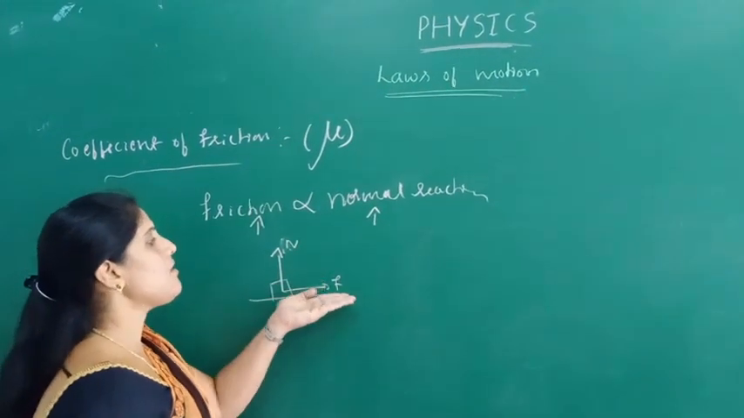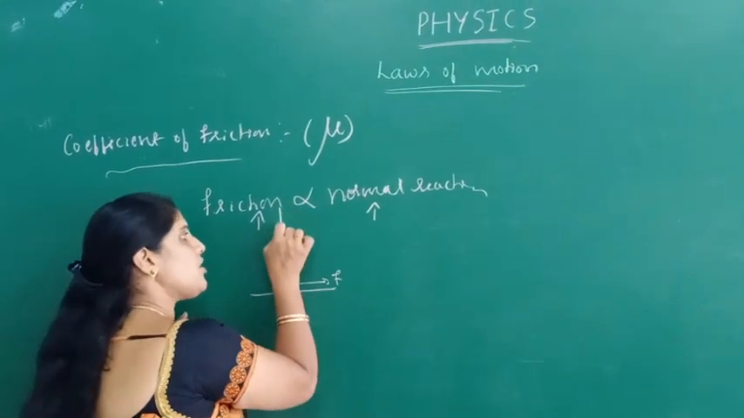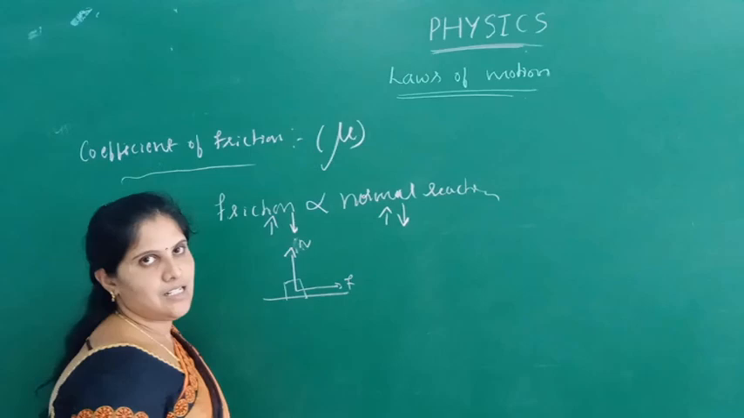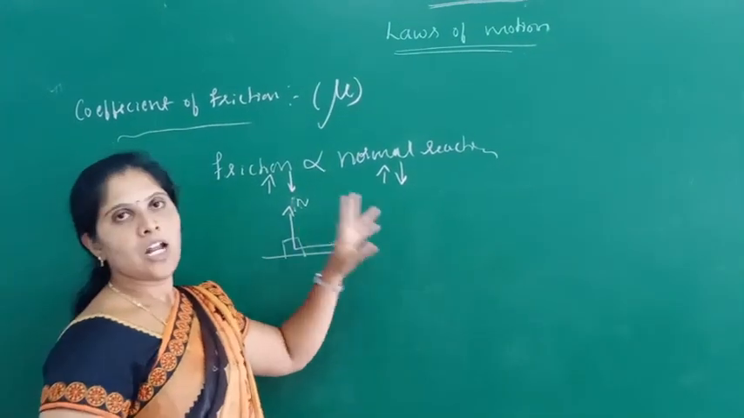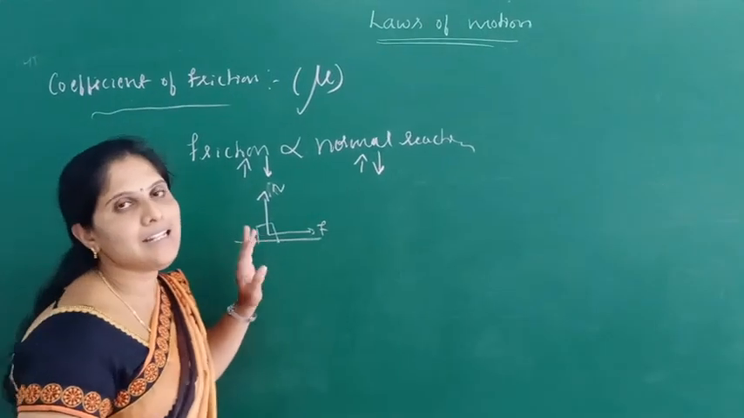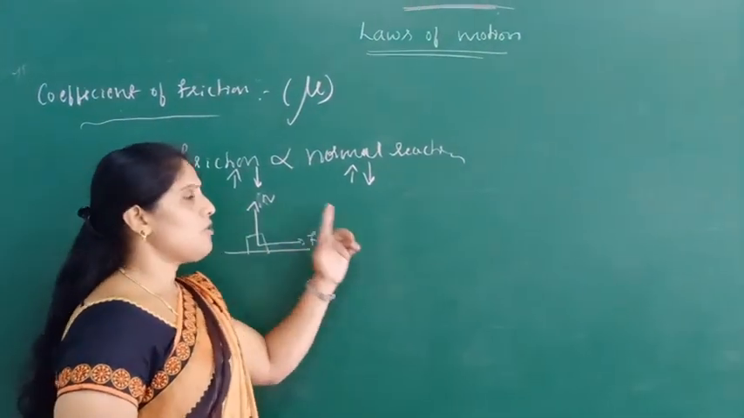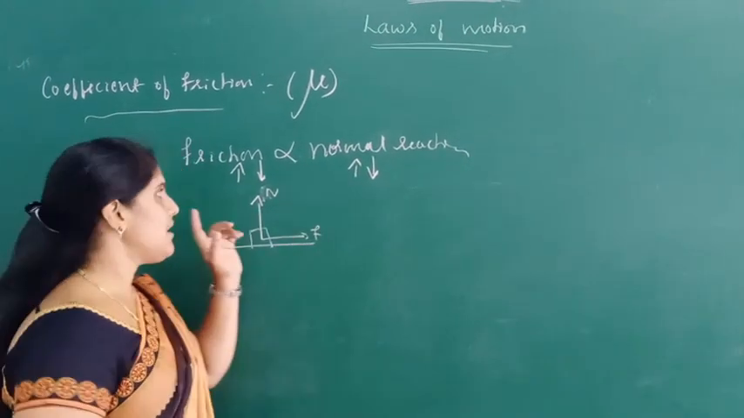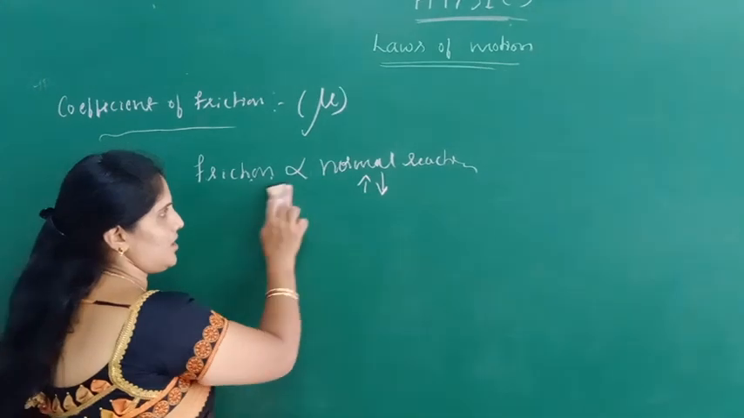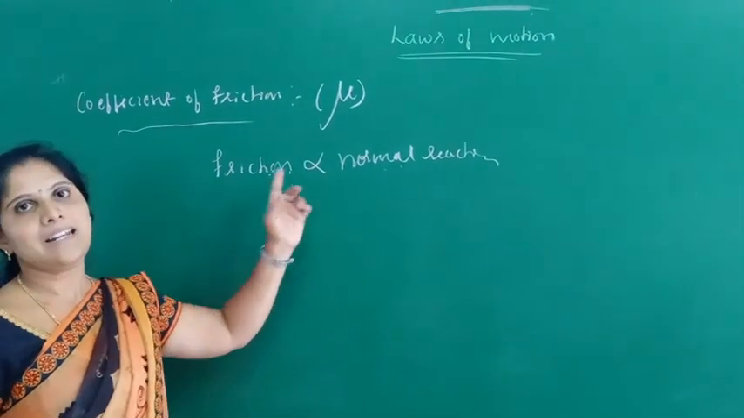Frictional force increases, normal force also increases. Otherwise, as frictional force decreases, normal force also decreases. Frictional force is increasing, so the normal reaction, the perpendicular force, also increases. Frictional force is decreasing, so the normal reaction also decreases. That is, friction is directly proportional to normal reaction.